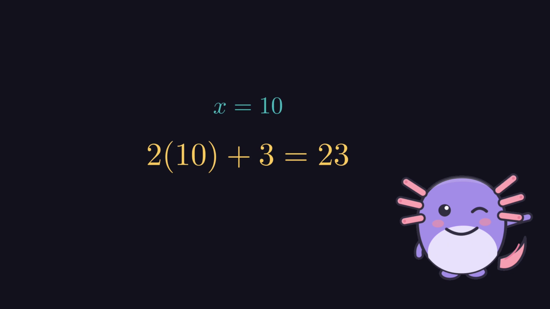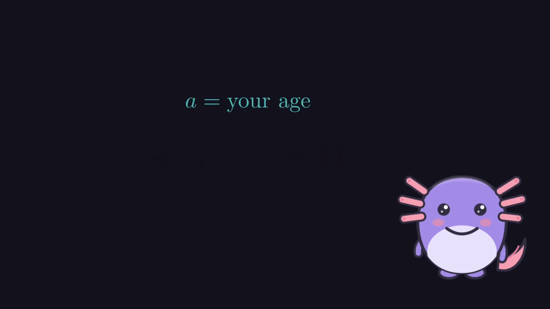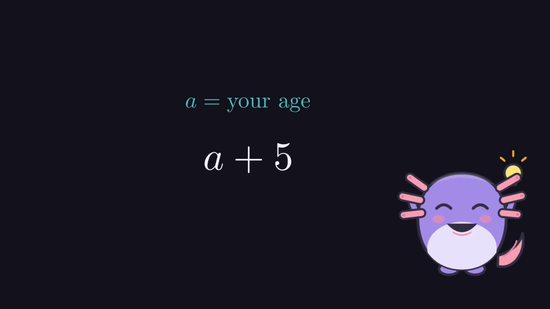Let's bring it into the real world. Let the letter A stand for your age right now, whatever it happens to be. Then your age 5 years from now is just a plus 5. That tiny expression works for a 5-year-old and for a 50-year-old alike, one rule for everybody. And that is the real magic of variables. They let us write a single, general rule instead of redoing the math for every separate number.